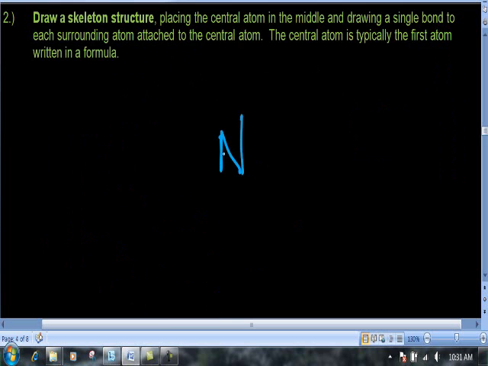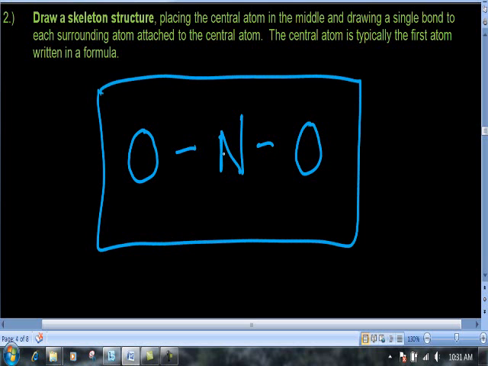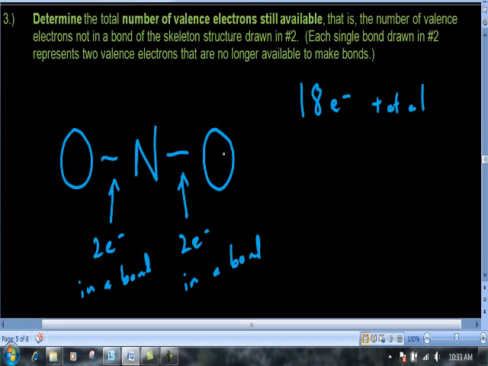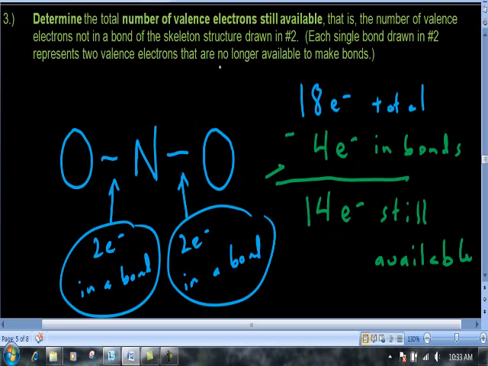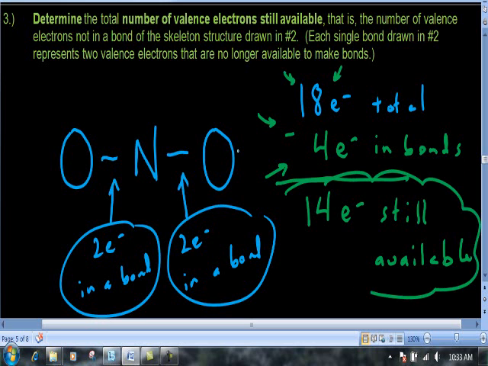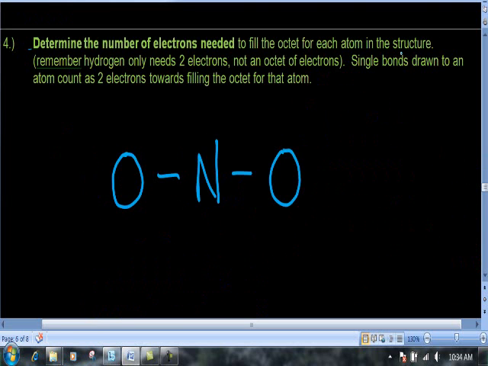In our skeleton structure, the first atom, nitrogen, is the central atom. Then we draw a single line representing a single bond connecting each oxygen to the central atom. This would be our skeleton structure for NO2 1-. Our next step is to determine electrons still available to complete the Lewis structure. Each bond counts as 2 electrons that are no longer available to be used in completing the Lewis structure. We subtract out the 4 electrons that are being used in bonds from our initial total of 18 valence electrons to give us 14 valence electrons that are still available to complete our Lewis structure.